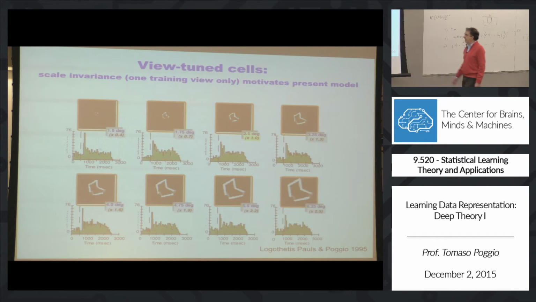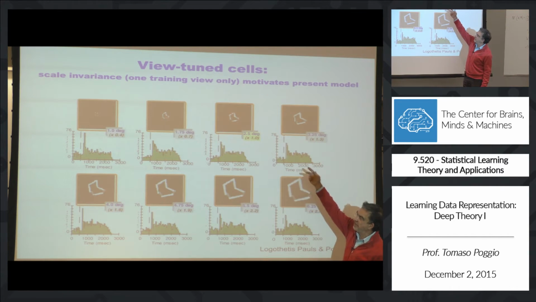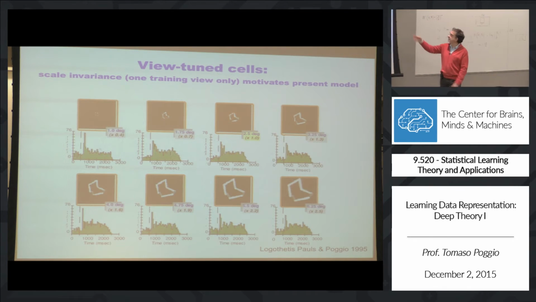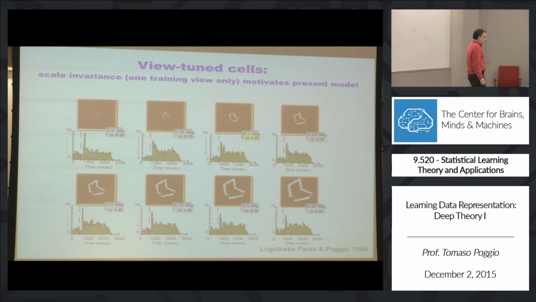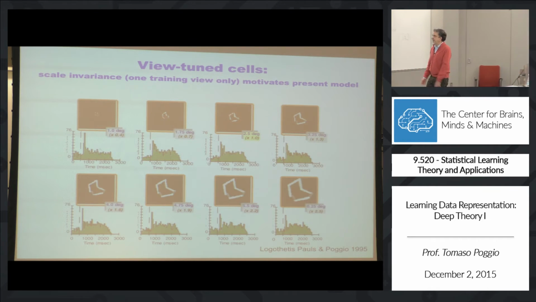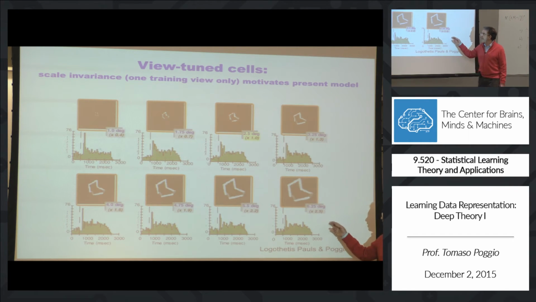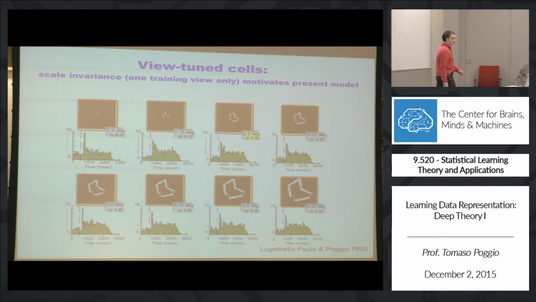So the firing activity of this neuron remained about the same independently of the size, the scale of this object. So there is this interesting question: how can a neuron be so invariant? And by the way, it was also invariant to translation, plus minus 2 degrees or so. How can a neuron be so invariant and so selective at the same time?